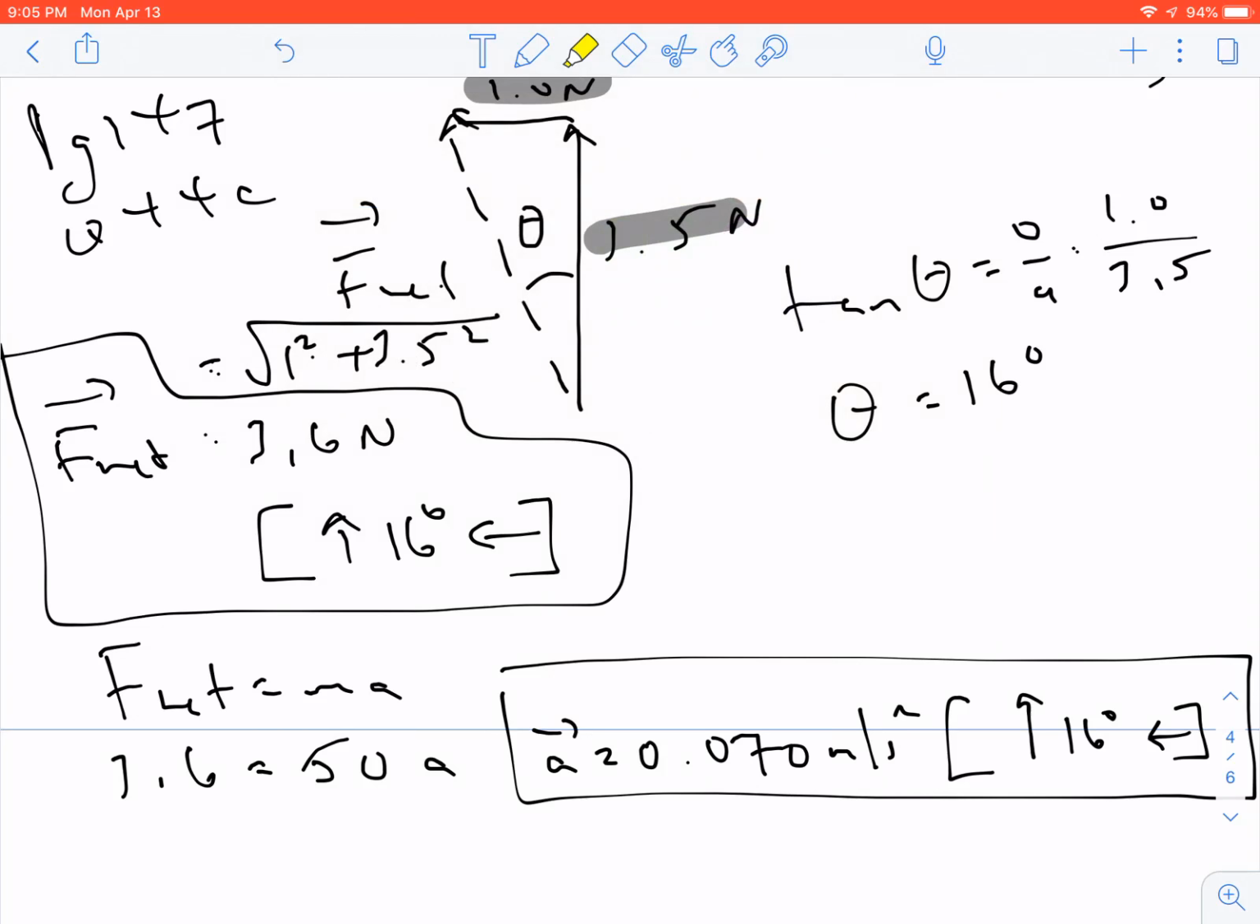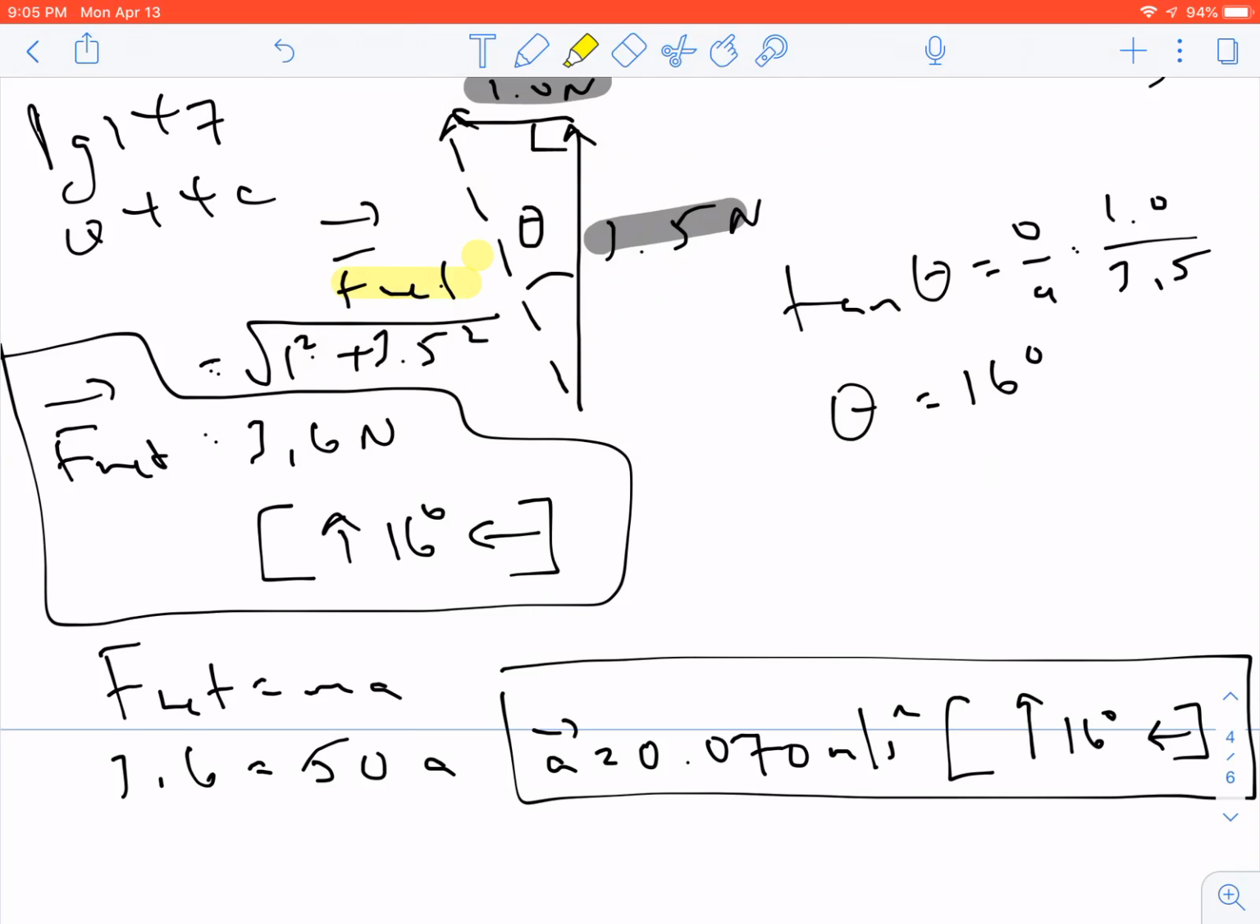And then if I do my Pythagorean theorem to solve for this side here, because I've got my right angle triangle here between my up, down, and left to right, I can now use my Pythagorean theorem to solve for F net, right? The square root of 1 squared plus 3.5 squared gives me a net force of 3.6 newtons.